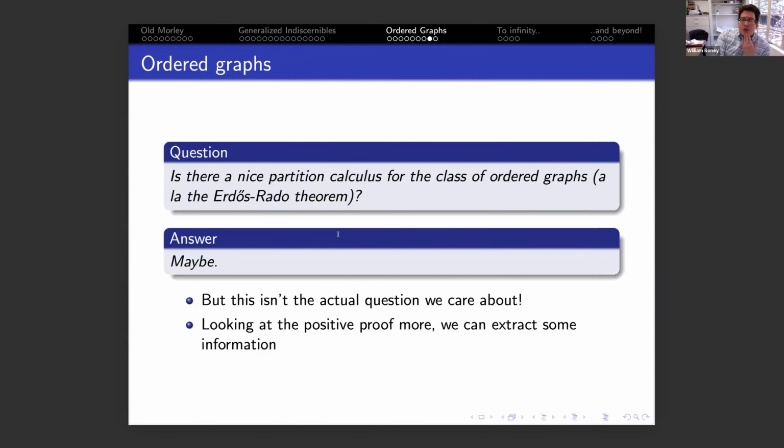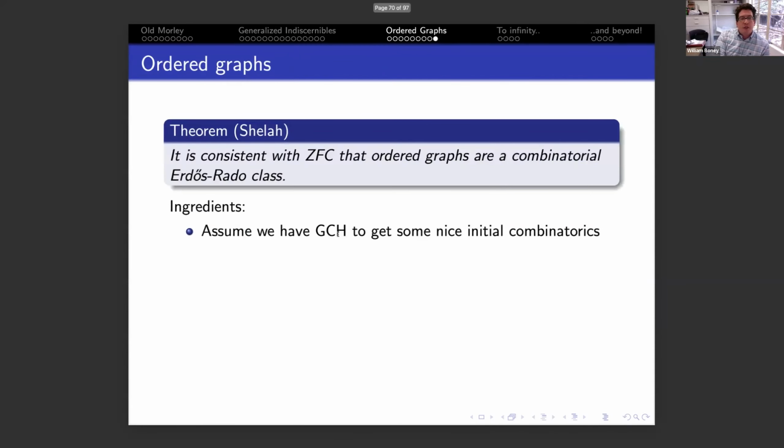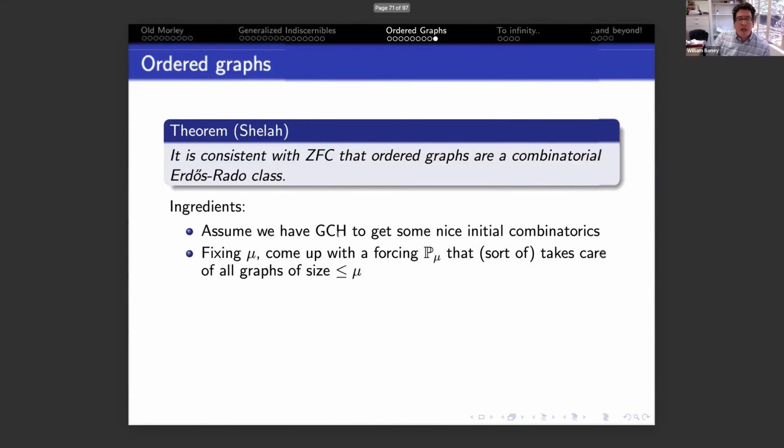And this is where we start to talk about large cardinals and forcing extensions. But how does Shelah's proof go? You start with GCH to have some nice continuum function combinatorics at the beginning. You fix some mu and you come up with a forcing poset P mu. Right, we're trying to prove that for all graphs, there's a bigger graph that plays nicely with it. So your forcing P mu is going to add a graph G that takes care of all graphs smaller than mu.